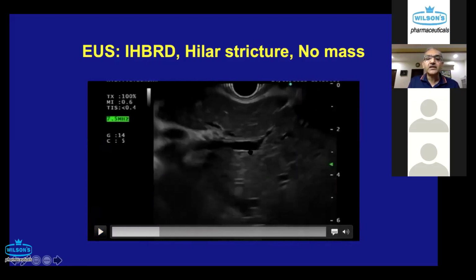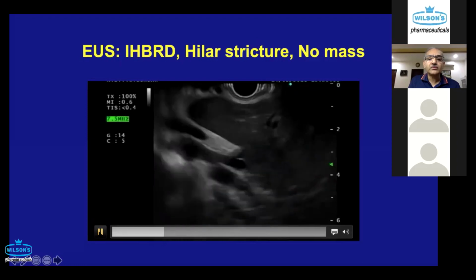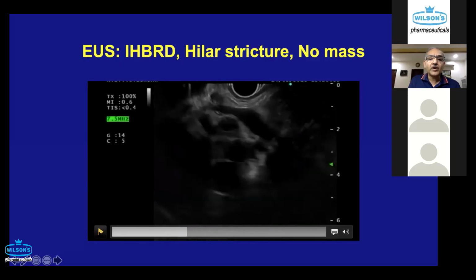So this is the caudate lobe. IVC was coming here. This is the dilated intrahepatic duct. What I was trying to show is that there's a tumor here in the bile duct.